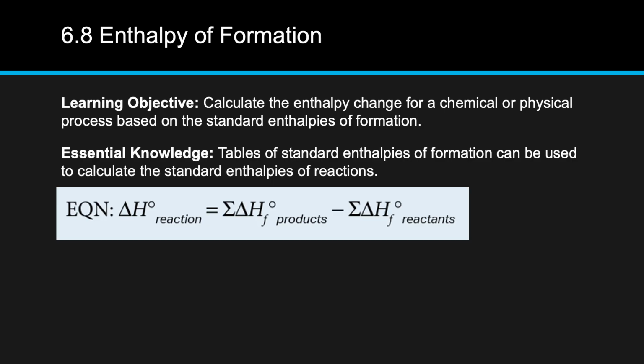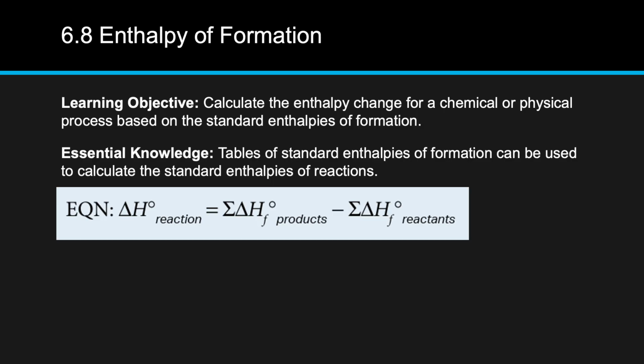Today we are going through 6.8, which is on enthalpy of formation, as well as 6.9, which is on Hess's law. Your learning objective for 6.8 is to calculate the enthalpy change for a chemical or physical process based on the standard enthalpies of formation.